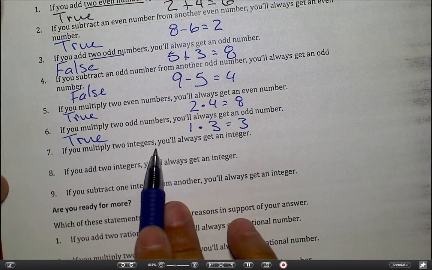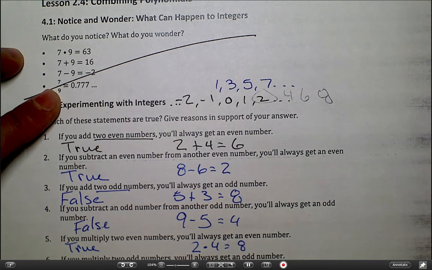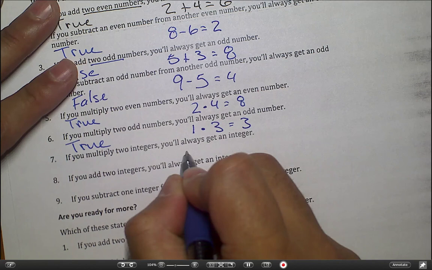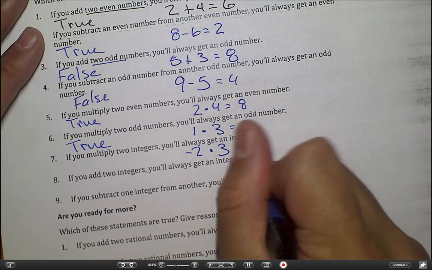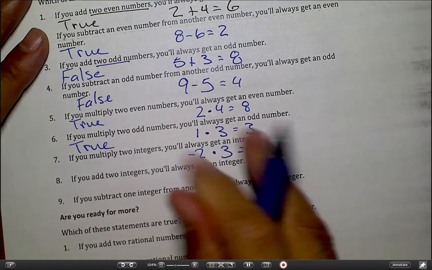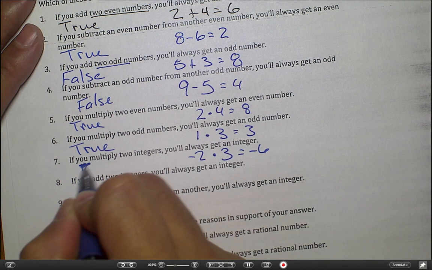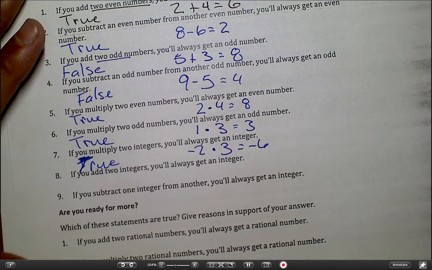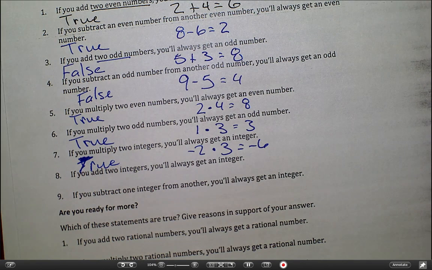Multiply two integers. Now, integers are going to be any of these. Give me an example. There's 2 integers, which gives me -6. Is that an integer? Yeah, it is. I would like to say yes, but I have to say no. It's like counting numbers. So it's your positive and negative counting numbers.